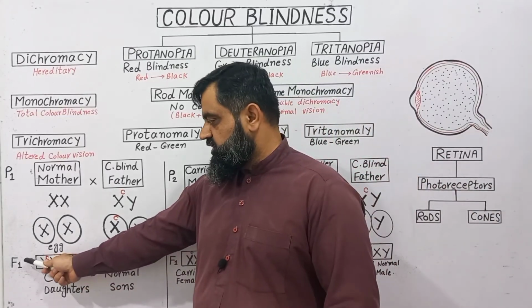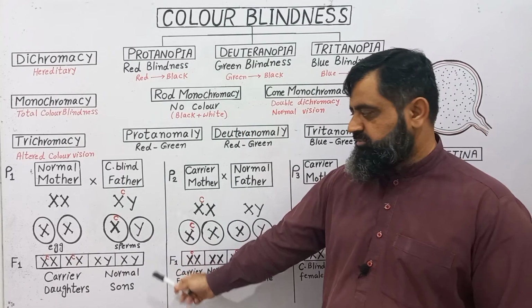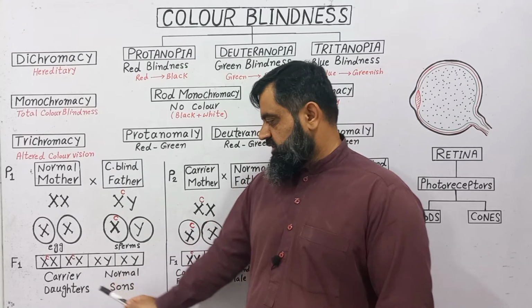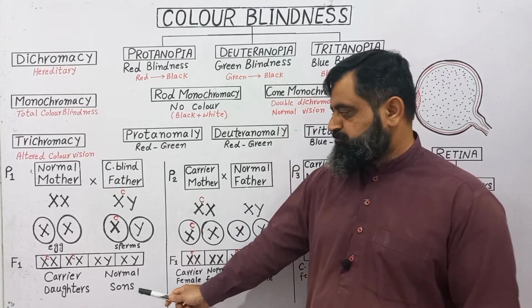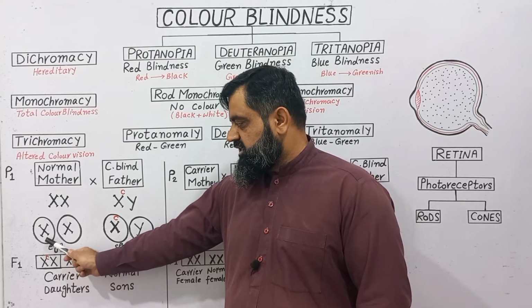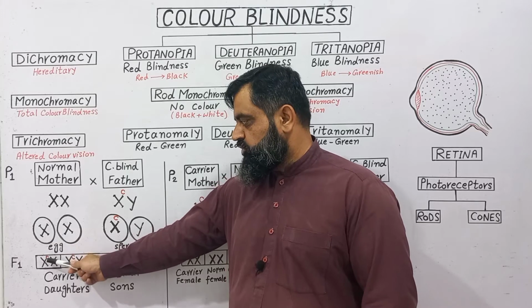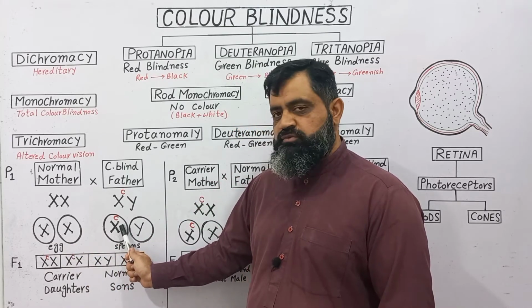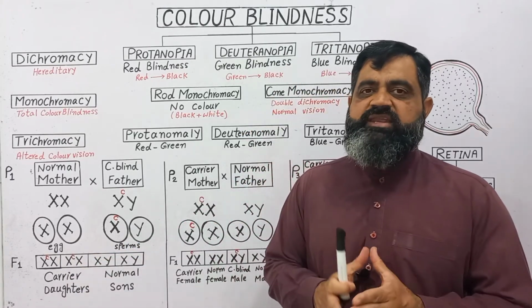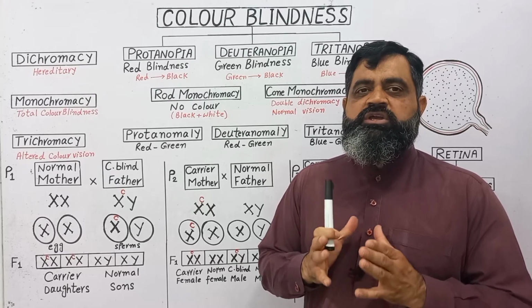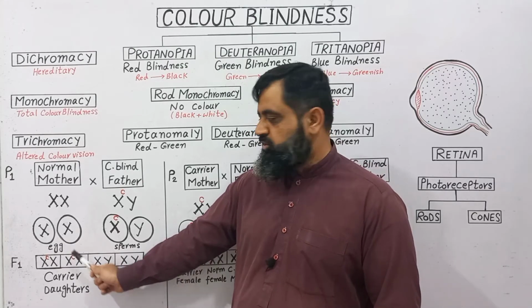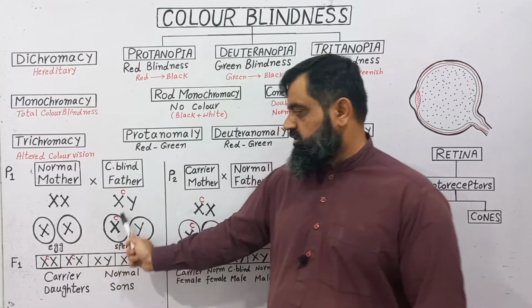So in the F1 generation, all these are the progeny or offspring. There are 4 offspring from this couple: 2 daughters and 2 sons. If you look at the genotype of a daughter, she received one X chromosome from the mother, which is normal, and one X chromosome from the father, which is colorblind. She is normal, but because she is carrying a gene for color blindness, she is a carrier. So we call this a carrier daughter. In the same way, the second daughter is also a carrier, because she takes the normal gene from the mother and the colorblind gene from the father.